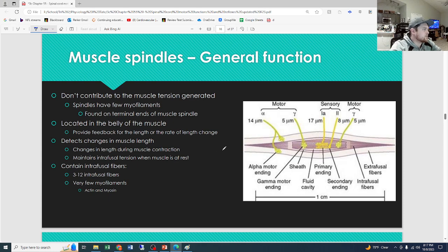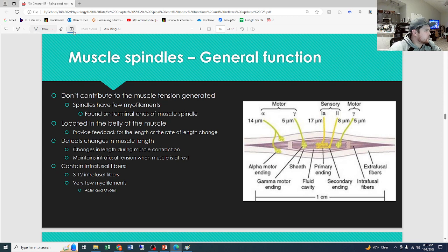So this is the general function of the muscle spindles; we already kind of talked about this. They don't contribute to the muscle tension generated, so they're not actually part of the contractile force of the muscle. The spindles have a few myofilaments. They're found on the terminal ends of the muscle spindle. These pink ends at the very end are intrafusal fibers surrounded by extrafusal fibers.